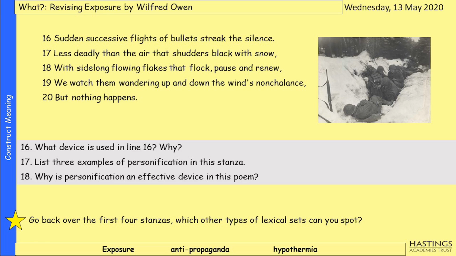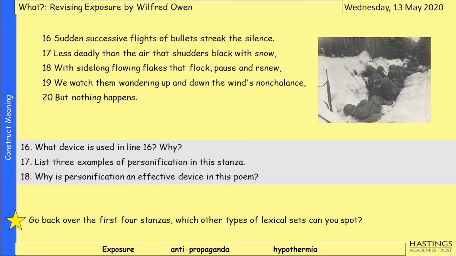Stanza 4. Sudden successive flights of bullets streak the silence, less deadly than the air that shudders black with snow. With sidelong flowing flakes that flock, pause and renew. We watch them wandering up and down the wind's nonchalance, but nothing happens. Pause the video here and attempt the questions below.